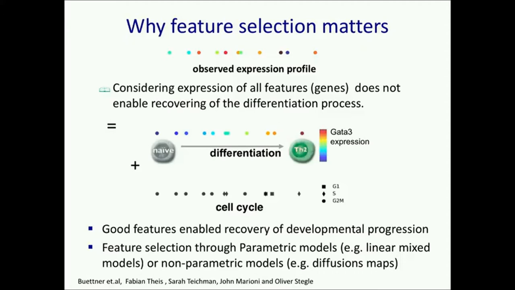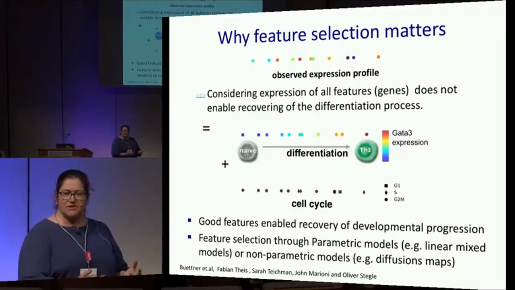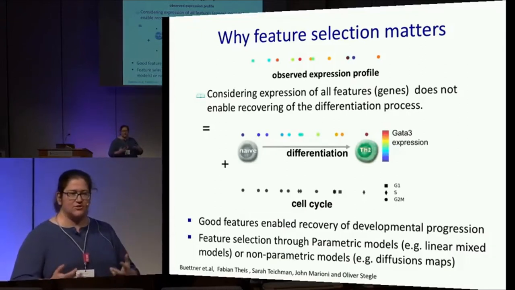The differentiation process, the one that they were more interested in, and the cell cycle process, which is not noise, it's not artifact, it's a different type of biology, which was less relevant to the questions they were asking. They were doing this using parametric approaches, linear mixed models. You can do this either by parametric approaches or non-parametric approaches, such as those graph structures I showed earlier.